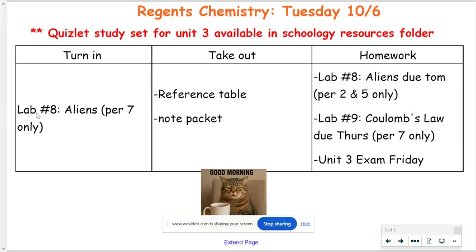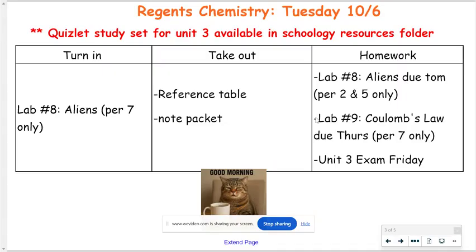If you are in period 7 only, you are going to turn in your lab number 8, which is your aliens lab. That's due today. You're going to take out your reference table and your gold Unit 3 note packet. And then your homework tonight. If you are in periods 2 and 5 only, that aliens lab is due tomorrow.